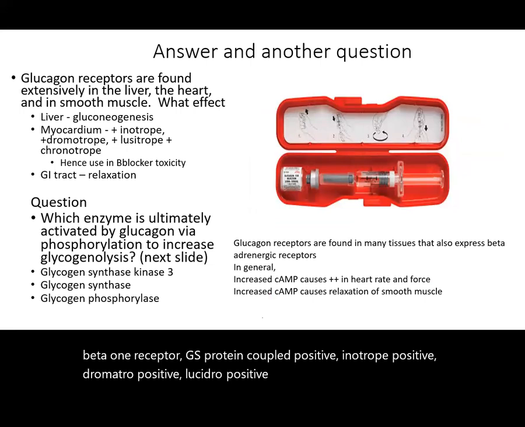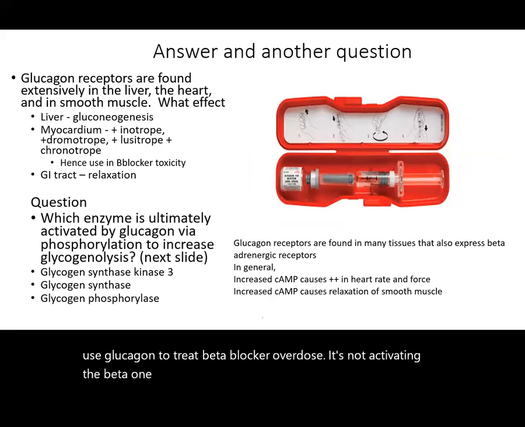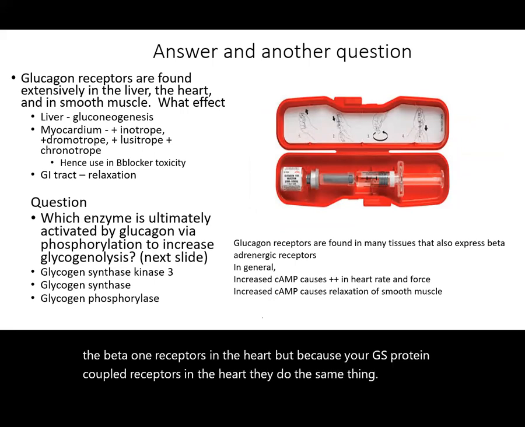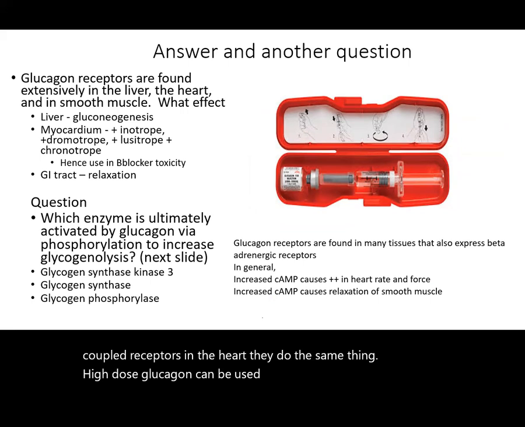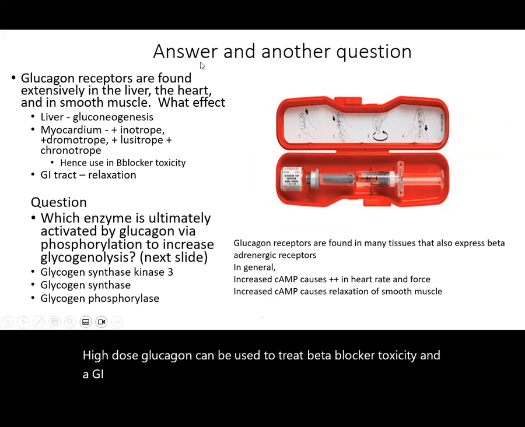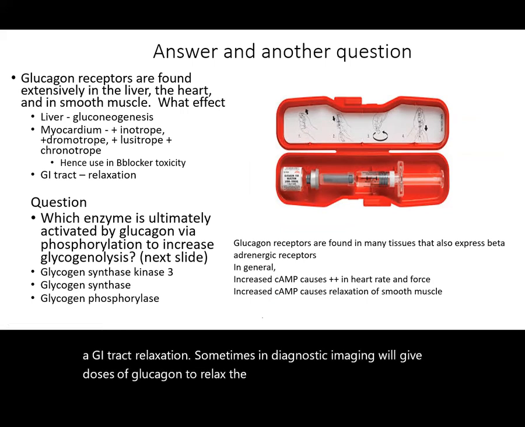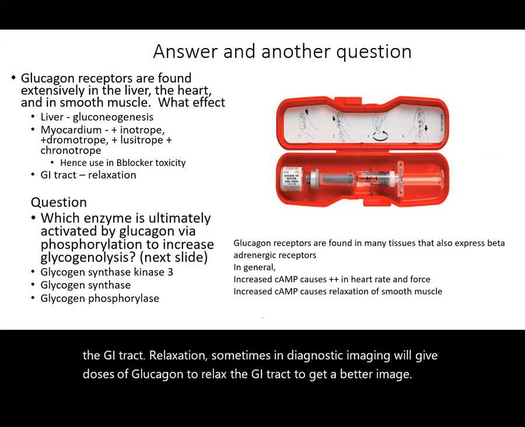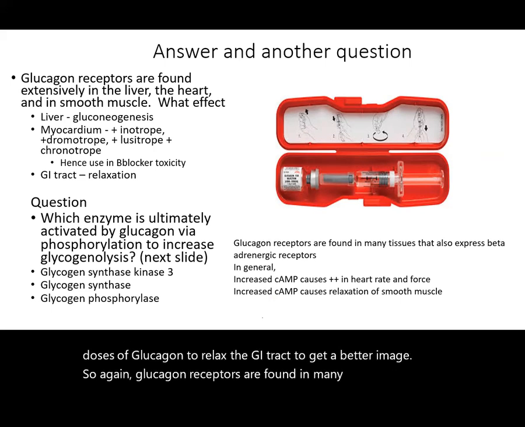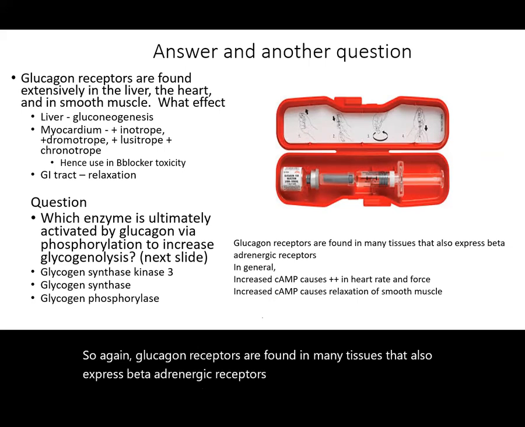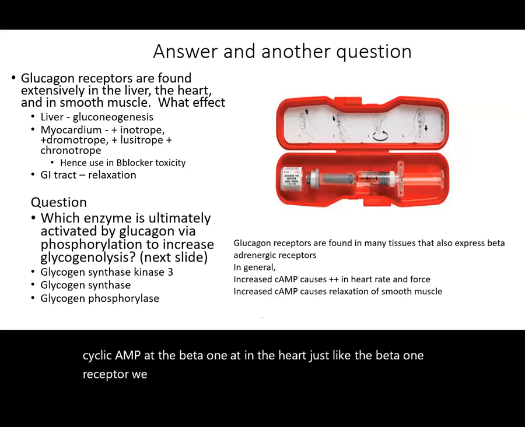We can actually use glucagon to treat beta blocker overdose. It's not activating the beta-1 receptors in the heart, but because they're Gs protein coupled receptors in the heart, they do the same thing. High dose glucagon can be used to treat beta blocker toxicity. In the GI tract, relaxation. Sometimes in diagnostic imaging, we'll give doses of glucagon to relax the GI tract to get a better image. So again, glucagon receptors are found in many tissues that also express beta adrenergic receptors. And in general, if we increase cyclic AMP, just like the beta-1 receptor in the heart, we get increased force and rate, etc. In smooth muscle, we get relaxation.